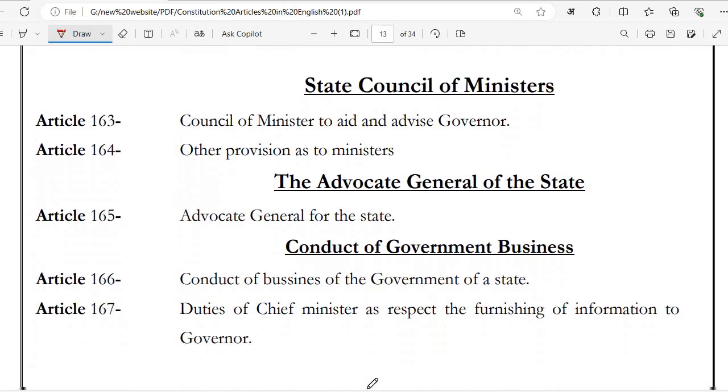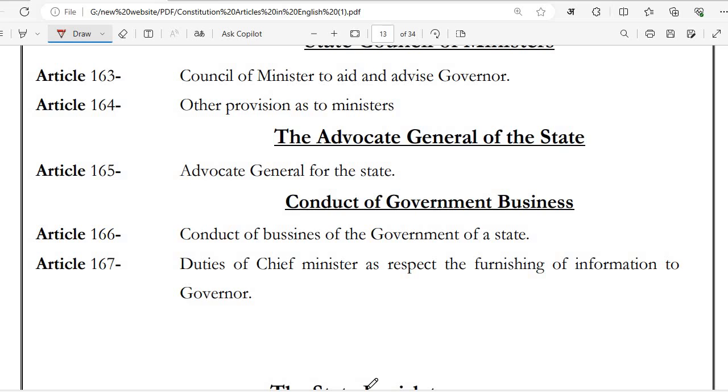Next, State Council of Minister, Article 163. The Council of Minister to aid and advise the Governor, same. The Governor is bound to act on the advice of the Council of Minister, headed by the Chief Minister, and there are the other ministers along with him. Article 164 makes provision about the Chief Minister and other ministers. Governor appoints the Chief Minister, and other ministers are appointed by Governor on the advice of Chief Minister. Same as we have discussed in case of the Union government.